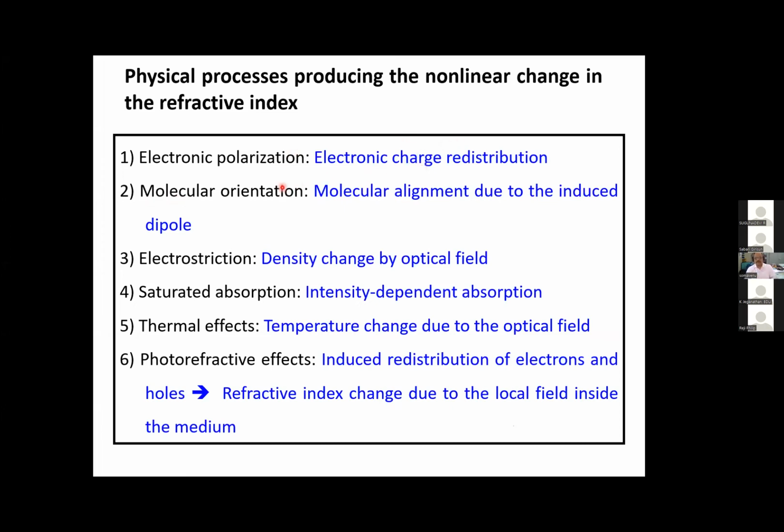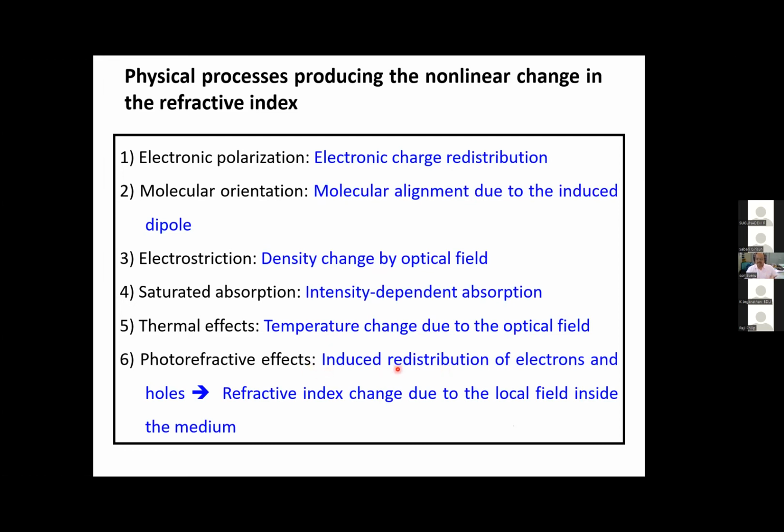Then you have molecular reorientation. For example, if you have a CS2 molecule or CO2 molecule, then these molecules tend to align due to the induced dipole in the presence of the field. This usually happens in the picosecond time scales. Electrostriction, density change by optical field, saturated absorption, intensity dependent absorption. Thermal effects are much slower, in the nanosecond to microsecond to millisecond time scales.